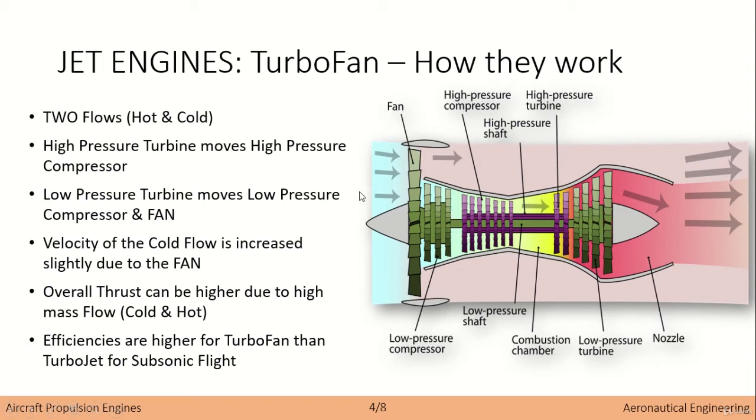Now, what's interesting of this, and the main difference between the turbofan and the turbojet, is that we have the separation of high pressure elements, okay, and low pressure elements. And this is interesting because we have a low pressure turbine, we are able to move also the fan. And this fan will create or induce to the flow, to the cold flow on the exterior, some kinetic energy due to the movement of the fan. And this will be transferred in the end as an increase of the velocity. Not a lot of increase, but just a bit of increase.